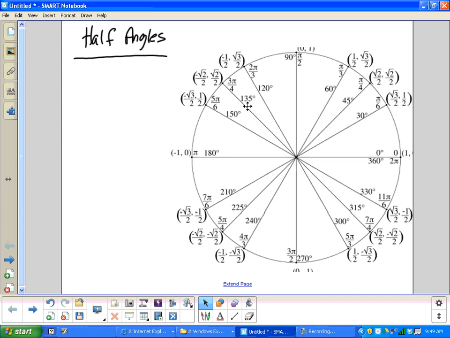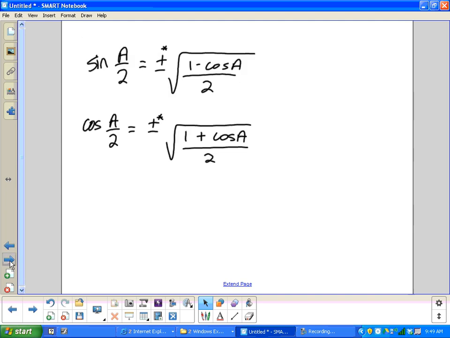But 135, what's half of 135? I really don't know what that is. Punch it in for me. Shoot, I don't know. 67.5. So I could find the sine or the cosine or the tangent of 67.5 using what are called the half angle formulas. Now let's actually look at the first two half angle formulas.